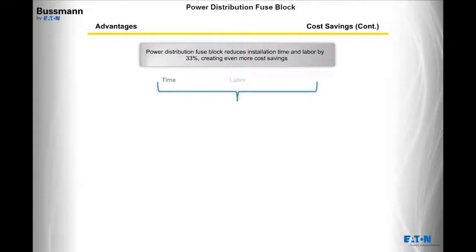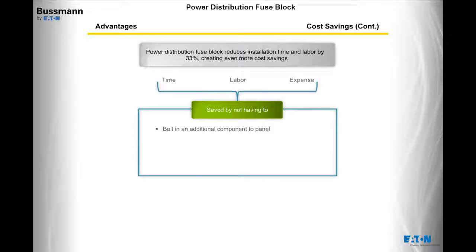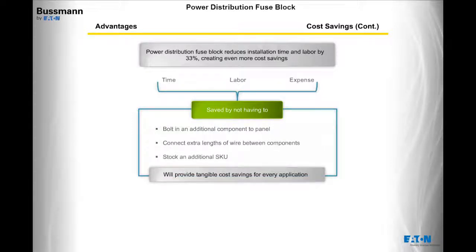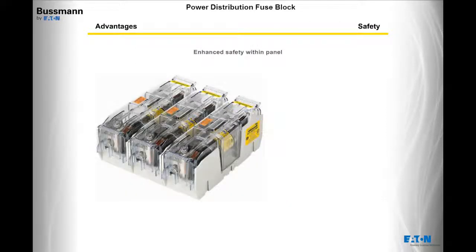The time, labor, and expense saved by not having to bolt in an additional component to the panel, not having to connect extra lengths of wire between components, and not having to stock an additional SKU will provide tangible cost savings for every application. This new solution lowers inventory costs and eliminates wire run from fuse holder to power distribution fuse block. The next advantage of the new power distribution fuse blocks is enhanced safety within the panel.